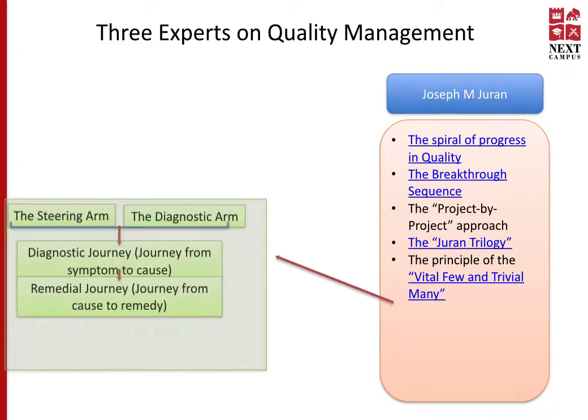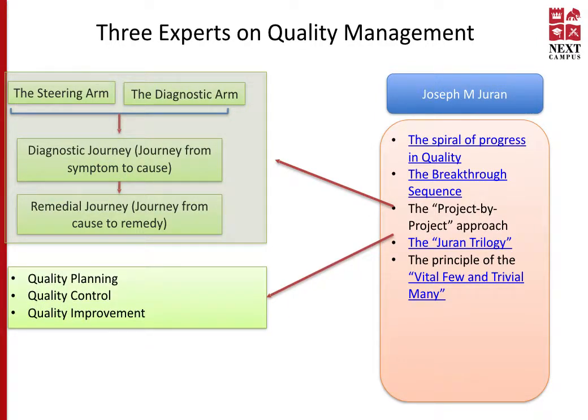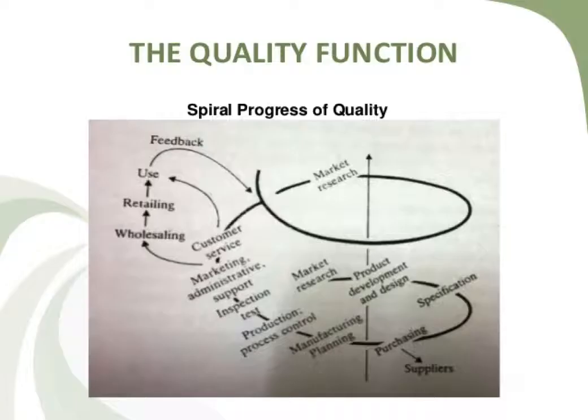Juran came up with the spiral of progress in quality, the breakthrough sequence, the project by project approach, the Juran Trilogy, and the principle of the vital few and trivial many. This is actually the 80-20 rule, or the Pareto analysis, as is commonly known. So these slides just build on what others have said.